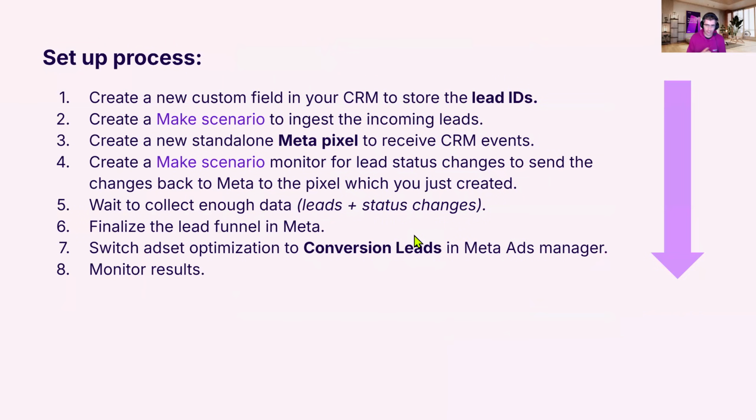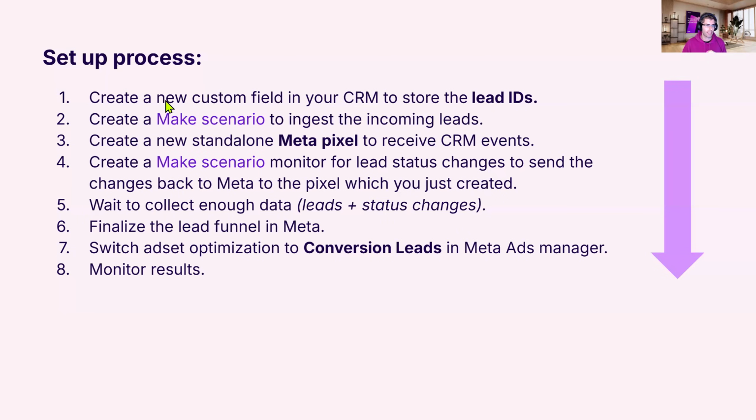Okay, so now let's go a bit deeper on the technical side of things, and let's think about what needs to happen to make it work all the way from the lead submission to the very end, where the stage change events are being pushed to Meta. So you as the marketer will probably need to go and talk to your CRM admin, or maybe you will have the admin rights yourself. And in your CRM, you will need to set up a new custom field, which will allow you to store the lead IDs coming from Facebook, okay?